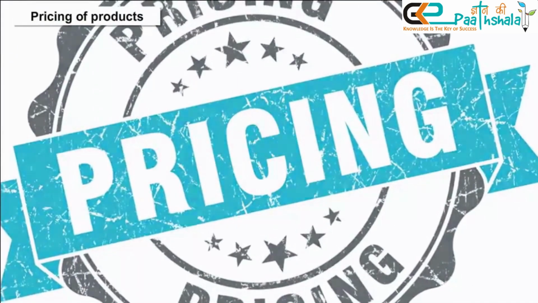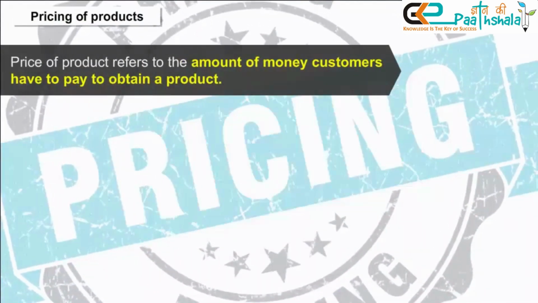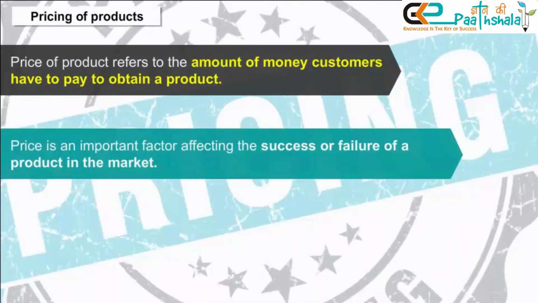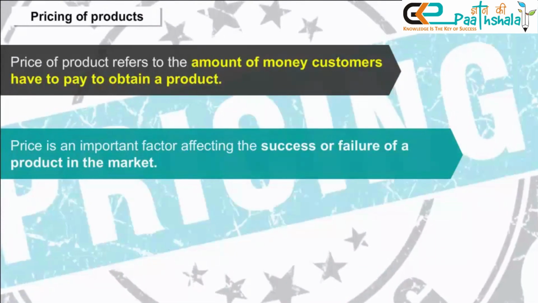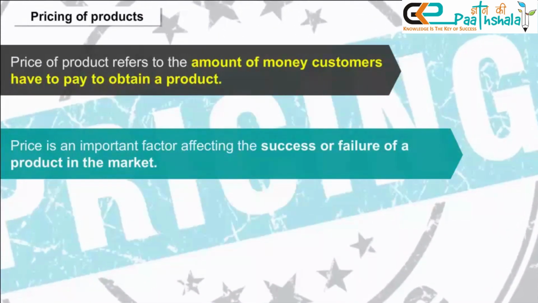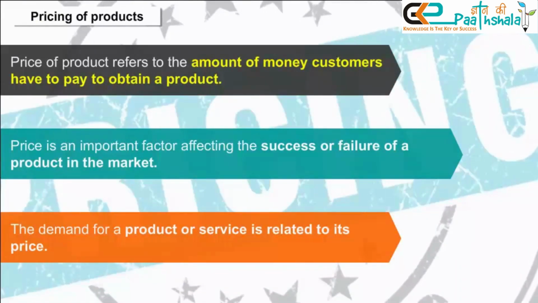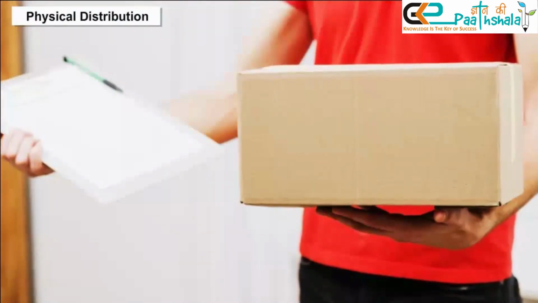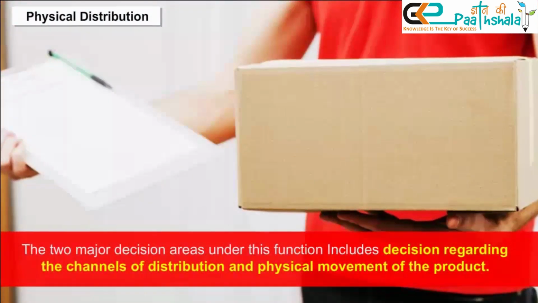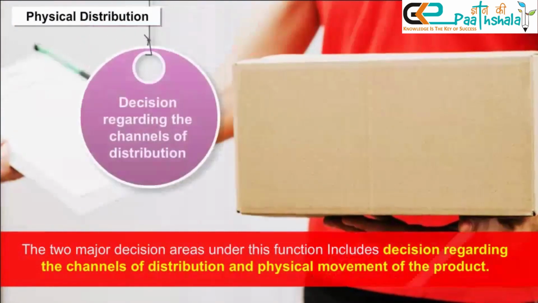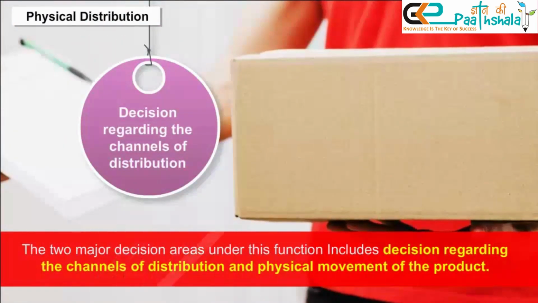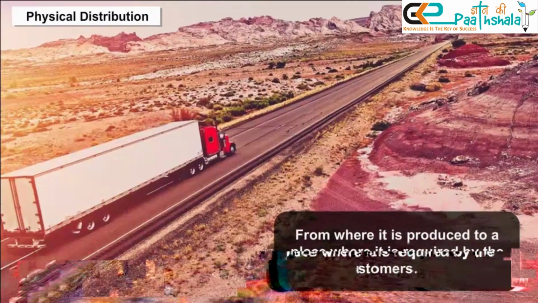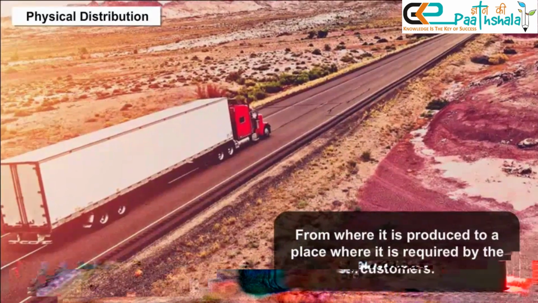Pricing of products. Price of a product refers to the amount of money customers have to pay to obtain a product. Price is an important factor affecting the success or failure of a product in the market. The demand for a product or service is related to its price. Physical distribution. The two major decision areas under this function include decisions regarding the channels of distribution and physical movement of the product, from where it is produced to a place where it is required by the customers.